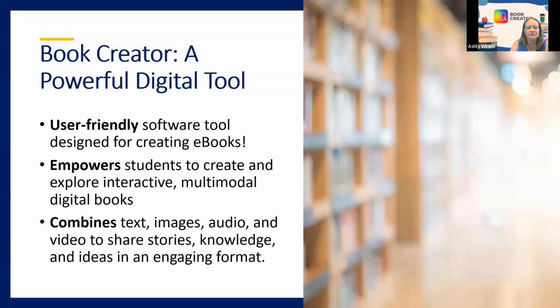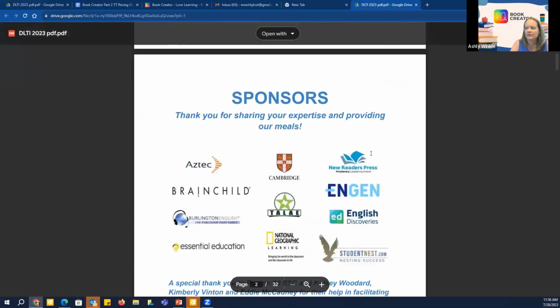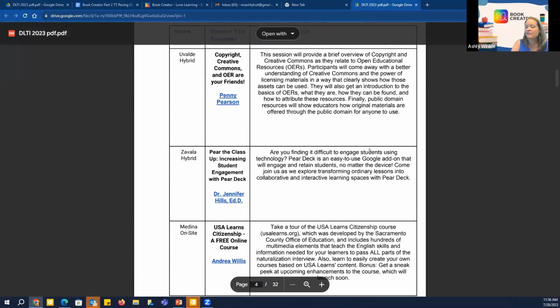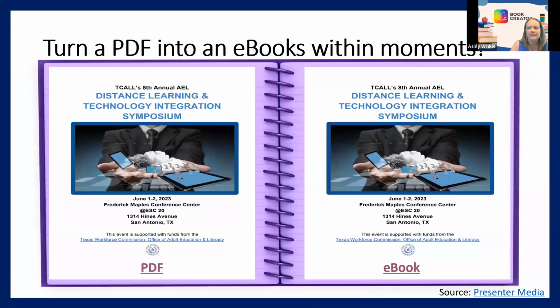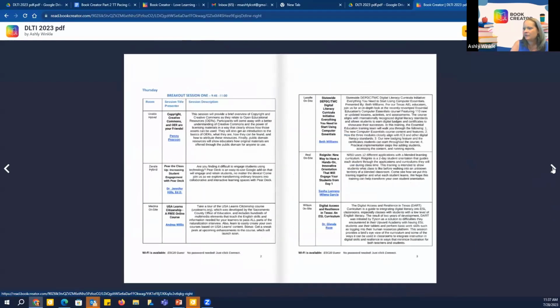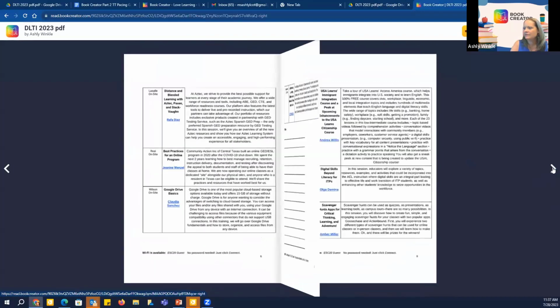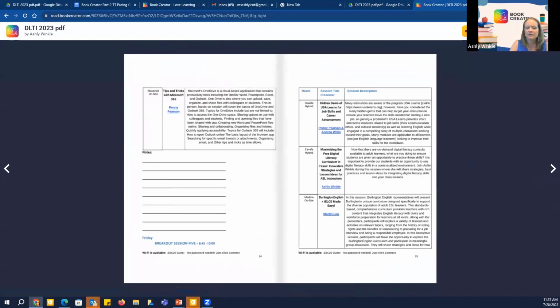But what is it really? We're going to take a look at what Book Creator can actually look like. I'm going to show you an example of a PDF. We've all seen a traditional PDF, but I wanted to take this and turn it into an ebook. Within a matter of moments, I was able to import her beautiful PDF, and now it is a beautiful ebook. I don't even have to do anything with it because it's already done for me. So this is what Book Creator looks like.